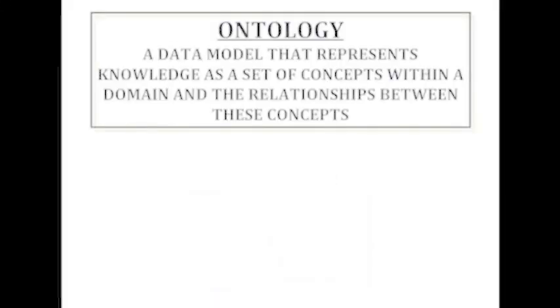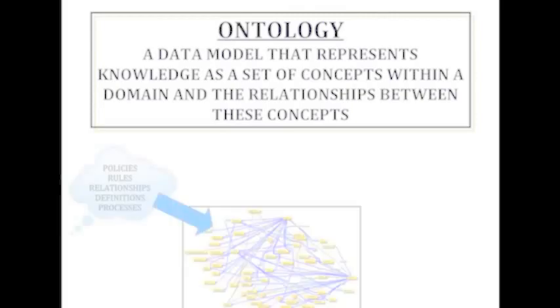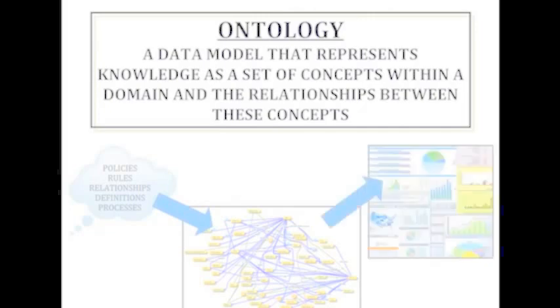An ontology can be defined as a model which represents knowledge as a set of concepts within a domain. An ontology also captures the relationships between these concepts. An ontology is a form of knowledge management. It captures the knowledge within an organization as a model. This model can then be queried by users to answer complex questions and display relationships across an enterprise.